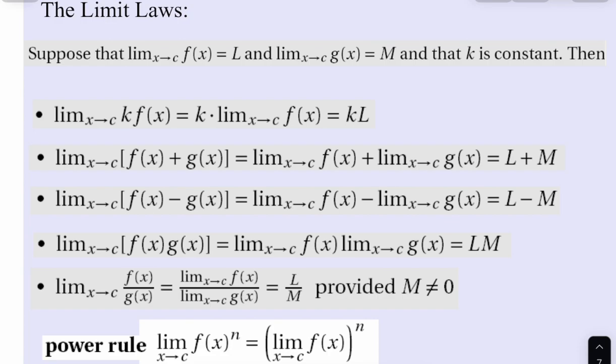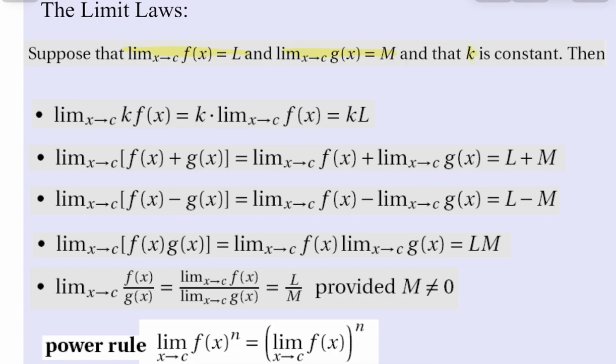So the limit laws basically say, if we have two functions, one has a limit as we approach c of L, and one has a limit as we approach c of M. K is just a constant.